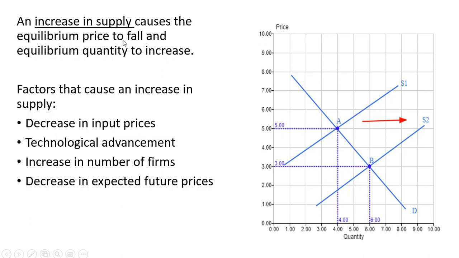So this increase in supply causes equilibrium price to fall and equilibrium quantity to increase. Factors that could cause this increase in supply include a decrease in input prices, technological advancement in the production of the good, an increase in the number of firms, and a decrease in expected future prices.